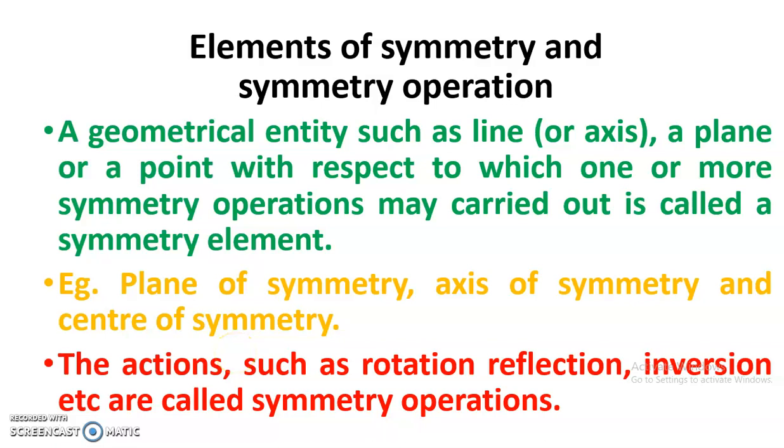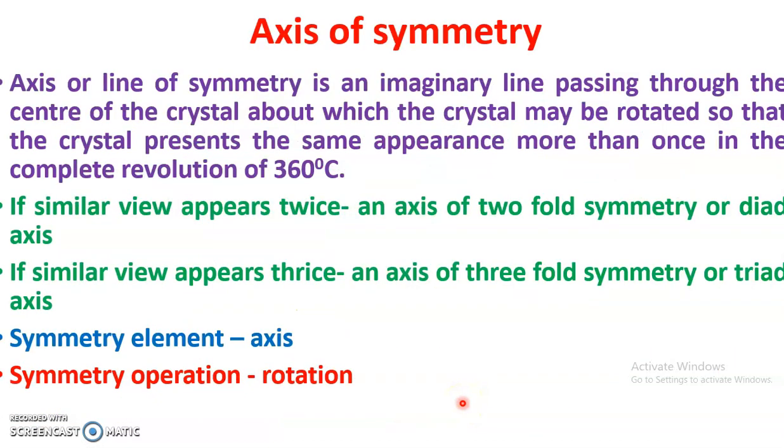A geometrical entity such as a line or axis, a plane or a point with respect to which one or more symmetry operations may be carried out is called a symmetry element. Example: plane of symmetry, axis of symmetry, center of symmetry. The actions such as rotation, reflection, inversion, etc. are called symmetry operations.